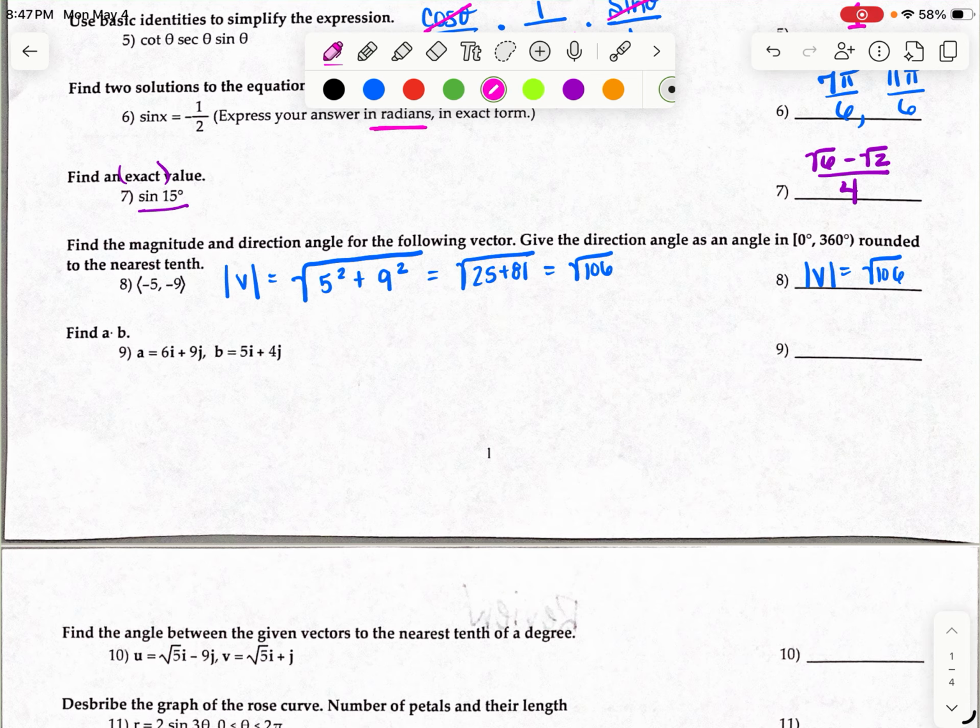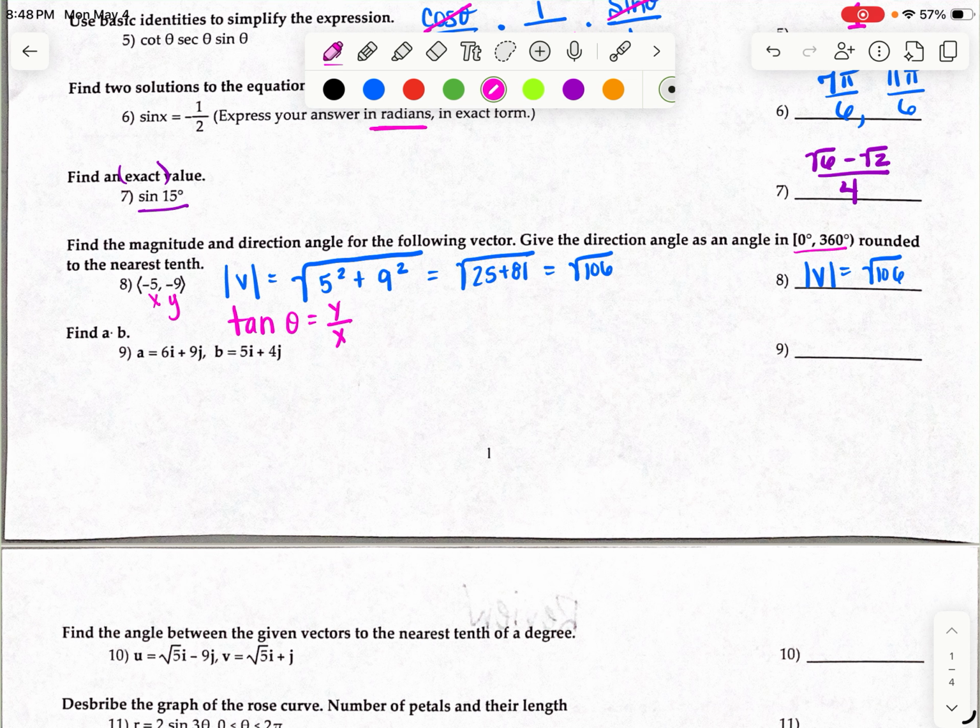Now to find the direction angle, that's just SOHCAHTOA. And if you recall, we did use tangent. And just like we did a minute ago, the tangent of the angle is y divided by x. Again, obviously this is still x and y. And they do want it in degrees, rounded to the nearest tenth.